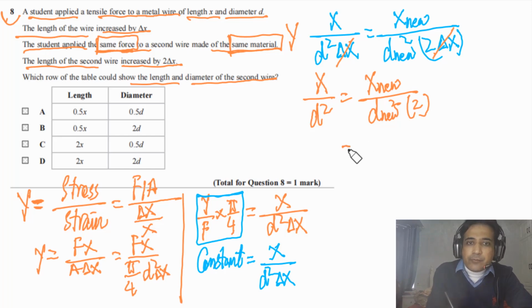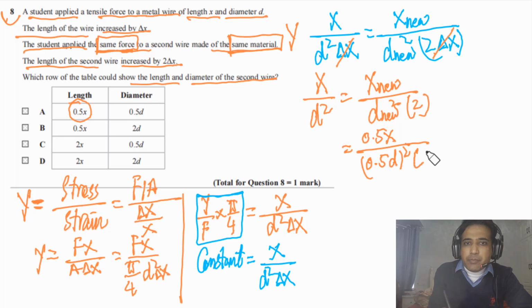So let's try with the first one. We have x new equal to 0.5 x. So I can simply write this as 0.5 x divided by 0.5 d square, multiplied by 2. Now from here you can see that we have 0.5 here, and here we have 2 times 0.5, so one 0.5 will be cancelled. So what is left behind? We have x, and here we have 0.5 d square, and here we have 2.